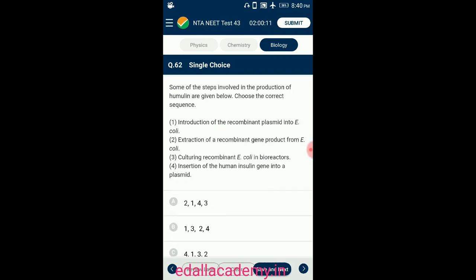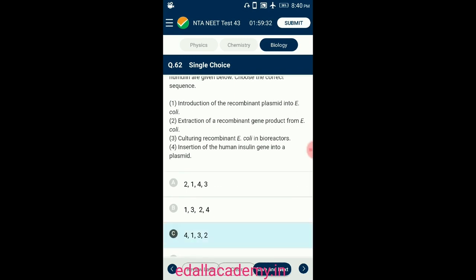Question number 62. Some of the steps involved in the production of humulin are given below. Choose the correct sequence. Humulin was first produced by an American company, Eli Lilly. The human insulin synthesizing gene was isolated and introduced into a plasmid. The recombinant plasmid was then introduced into E. coli, which was then cultured in a bioreactor. Finally, the product was isolated and purified. So the answer for this question is option C. The correct sequential order is 4132.